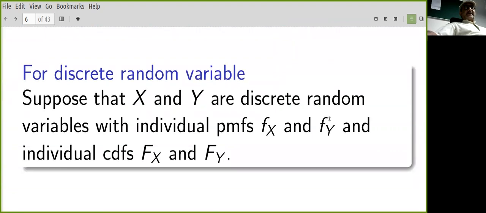All right, well, let's split this. We'll consider two cases. One will be the case where both the random variables X and Y are discrete random variables. And it's possible to calculate their individual PMFs, small f sub x and small f sub y, and their individual CDFs, capital F sub x and capital F sub y. We will then calculate a joint cumulative distribution for X and Y.